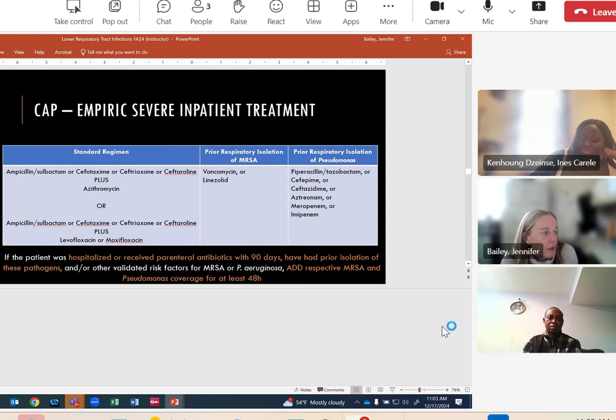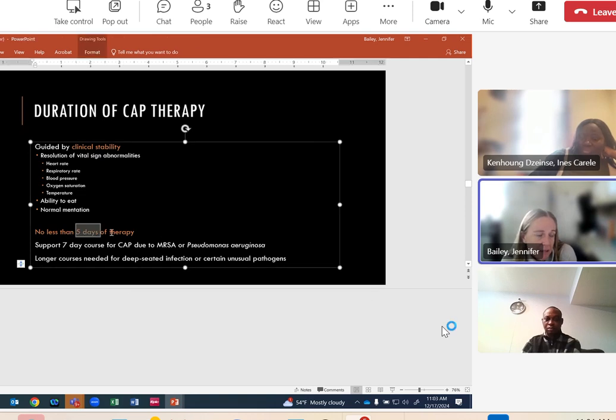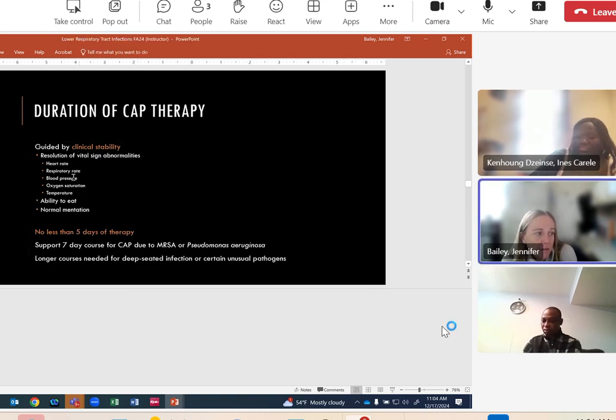Okay. CAP therapy is usually at least 5 days, okay? But the patient also has to show signs of improving and clinical stability. So, you want them to have normal vital signs, and just make sure they're overall improving. All right, so that's CAP.